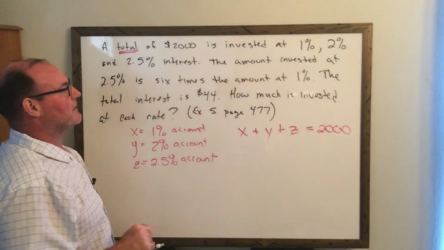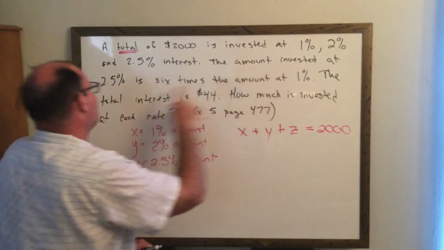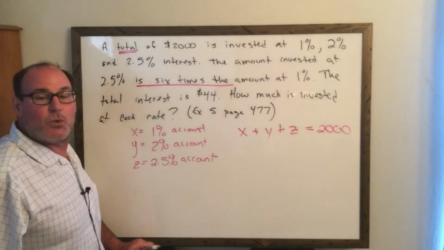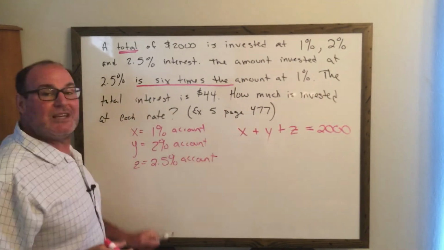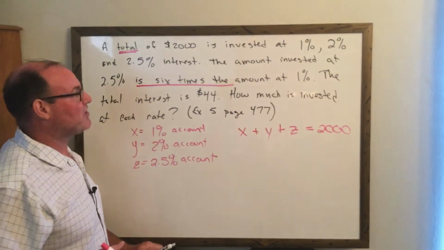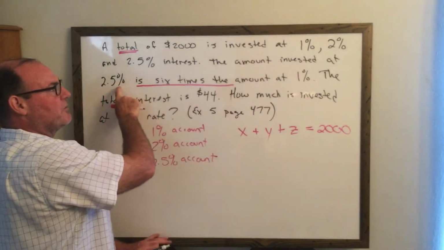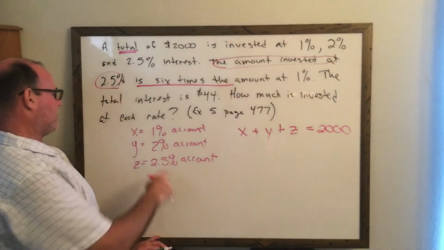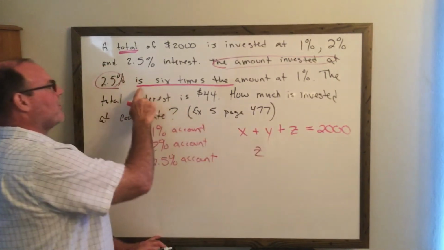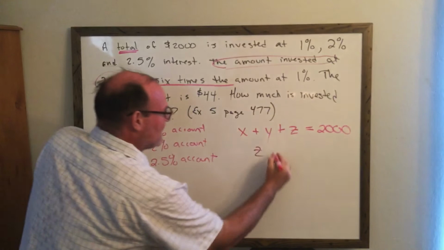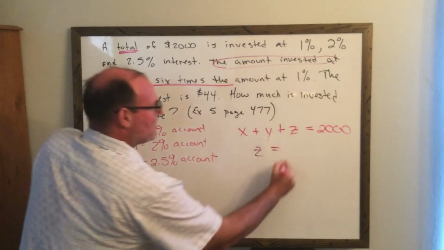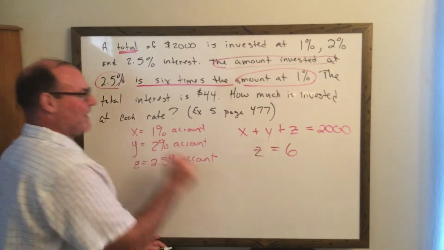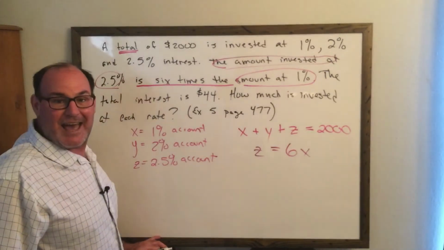So that is the first sentence. The second sentence says the amount invested at 2.5% is 6 times the amount at 1%. So we are given a relationship. Let's just read the words the way they are and make an equation. The amount invested at 2.5%, we have called that Z. In math, the word is means equals. 6 times the amount at 1%, and the amount at 1% we called X. So Z is equal to 6X.